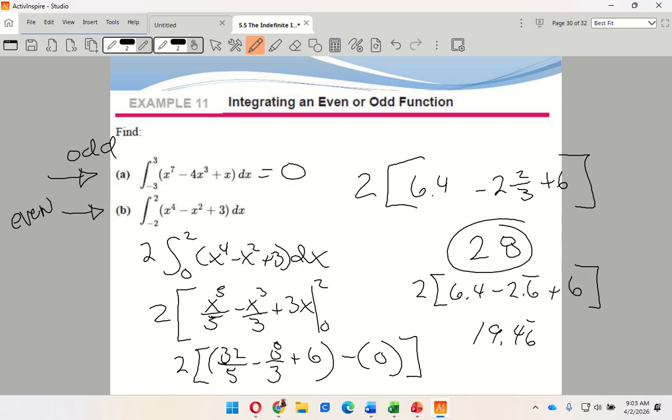So 32 divided by 5, 5 goes into 32 6 times. It'll be 6.4. Yeah, you're right. 8 divided by 3 is 2.6 repeating. Yeah, you're right about that one. And then plus 6. I don't know, that's weird. Maybe I just put it in wrong in the calculator. No worries. All right.